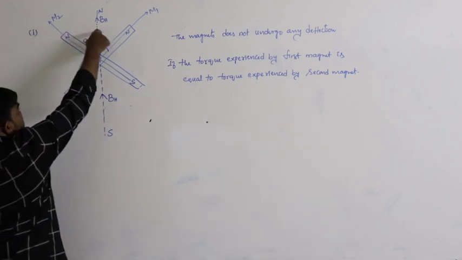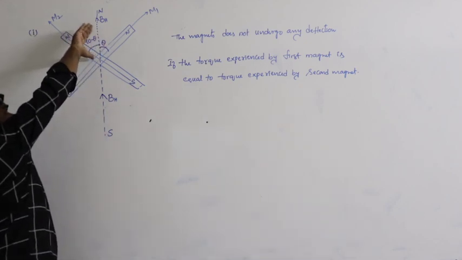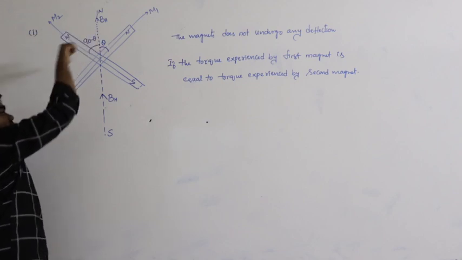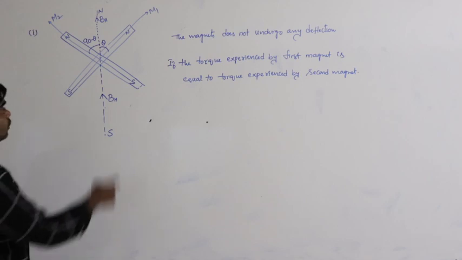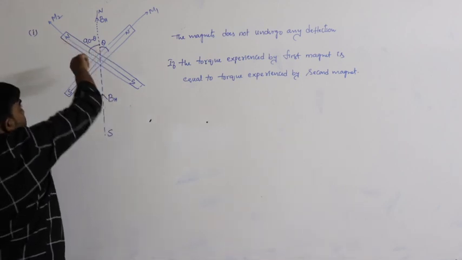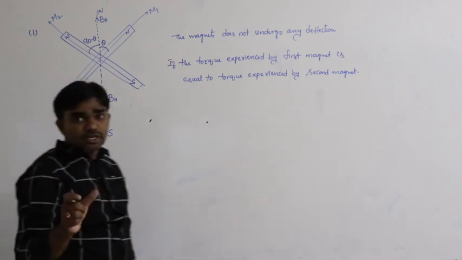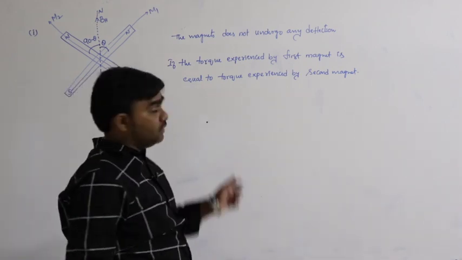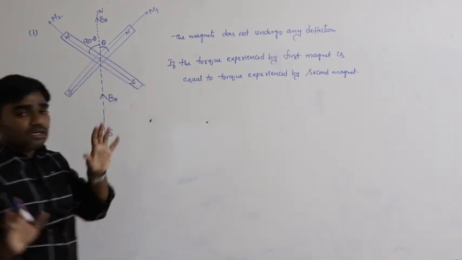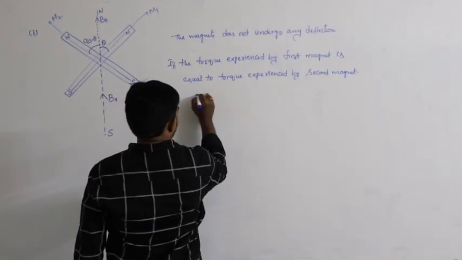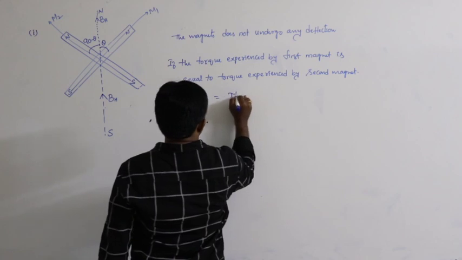This is m bar and this is theta. The direction of the torque is indicated by the curling of the fingers like this. Torque due to m1 is outwards and torque due to m2 is inwards. Both are opposite in direction. If both are equal, then this arrangement does not undergo any deflection. So that means we can write tau 1 is equal to tau 2.